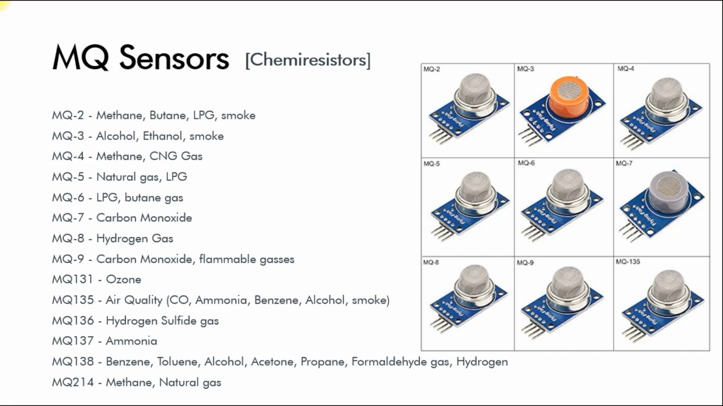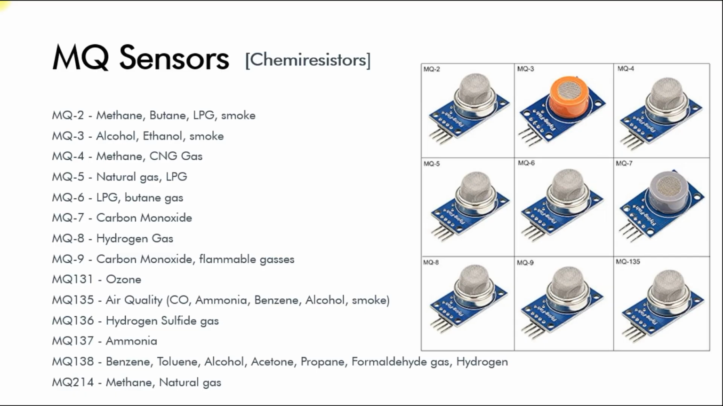Hi and welcome. In this video, we will discuss how to interface MQ sensors with Arduino UNO. MQ sensors have a series of sensor types like MQ2, MQ3, MQ4, MQ5, 6, 7, 8, 9 and 131, 135, 136. These are all the different kinds of MQ sensor series, and this is how they physically look.